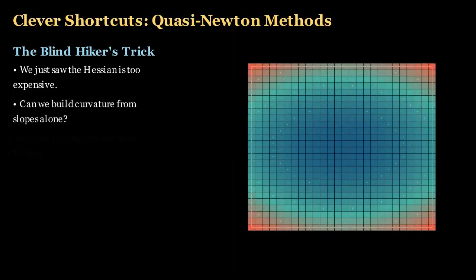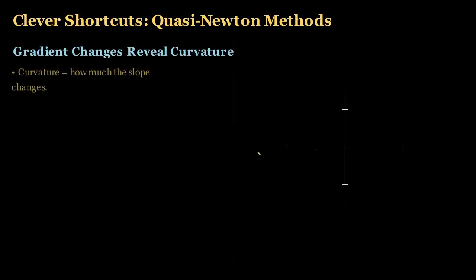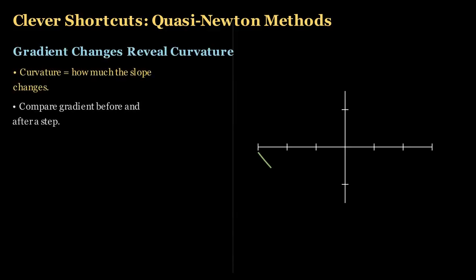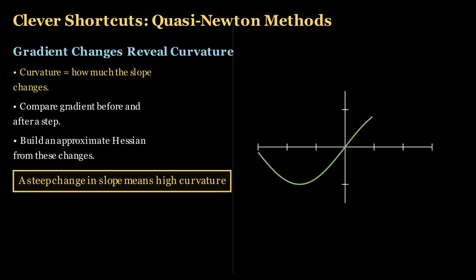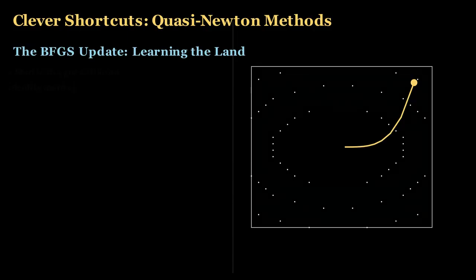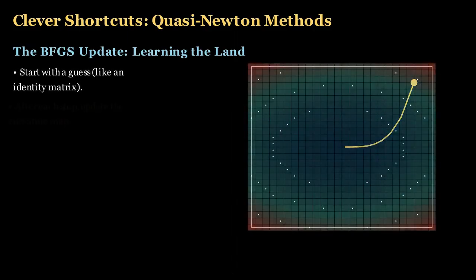But imagine a blind hiker. She can't see the whole valley, yet she can map the shape by feeling how the ground tilts differently with each step. That's the key idea. Curvature is just how much the slope changes. If we compare the gradient before and after a step, the difference tells us how curved that direction was. We can use this to build an approximate Hessian, step by step.